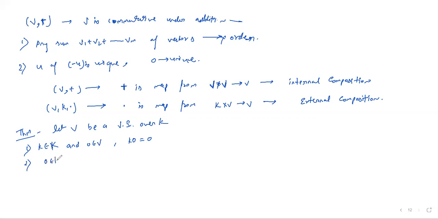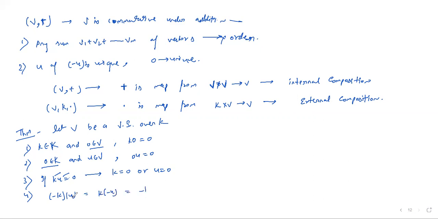And if 0 belongs to the field of scalars and u belongs to V, then 0u also equals 0. But there is a difference: here the vector is 0 and here the scalar is 0. The third point is, if ku equals 0, where k belongs to the field of scalars and u is a vector, then either k equals 0 or u equals 0. And the fourth one is that minus k of u equals k of minus u, which equals minus ku. These are the basic properties. Here we are just trying to say that in one case the vector is 0 and in the other the scalar is 0. So it is important to notice whether the zero is a vector or a scalar.